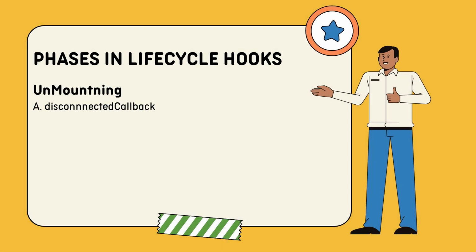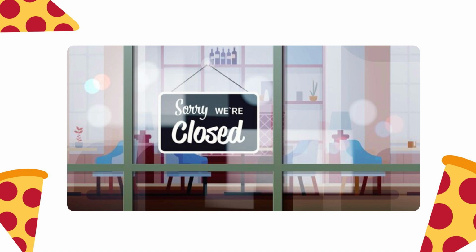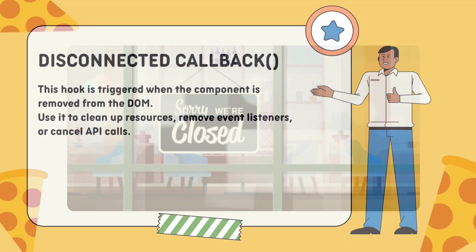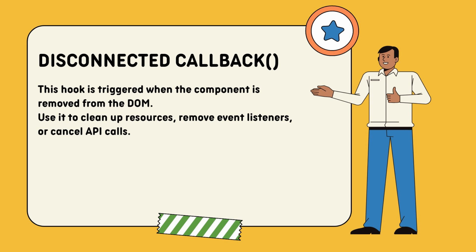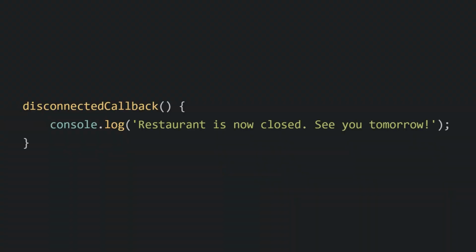Now, let's learn about unmounting phase. These are the concepts we are going to learn. First, let's understand unmounting phase. It's like closing the restaurant. If we understand disconnected callback, it is nothing but when you try closing the restaurant for the day, you clean up, you store ingredients inside your refrigerator and turn off the lights. This hook is triggered when the component is removed from the DOM. Basically, we use it to clean up resources, remove event listeners, or cancel API calls. Here is an example.